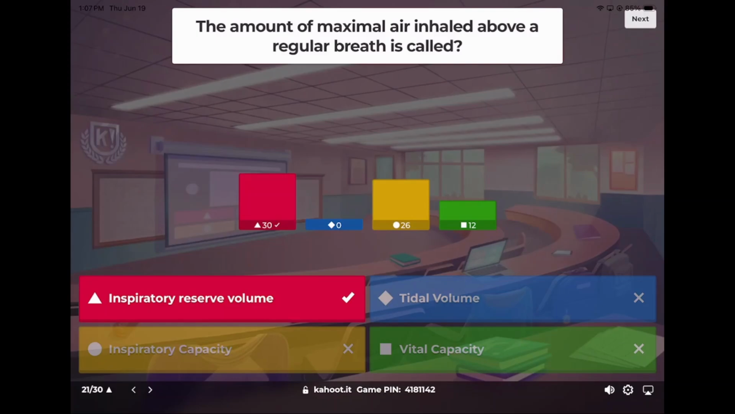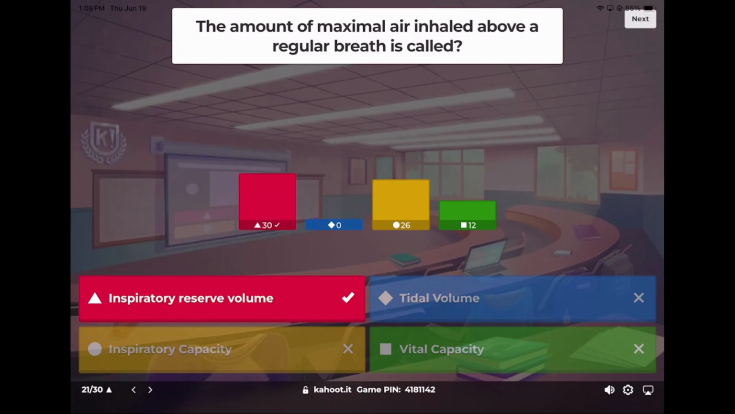Vital capacity. What is vital capacity? What does vital mean? Life. So it's all the air that we use for breathing in life. So what 3 volumes does that include? IRV, TV, tidal volume, and your expiratory reserve volume. All 3 of those volumes is your vital capacity.